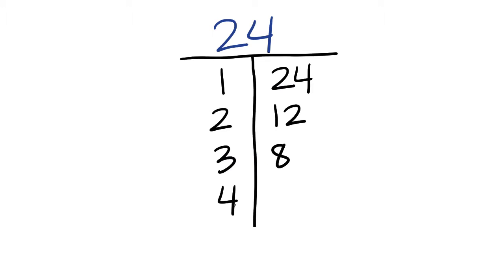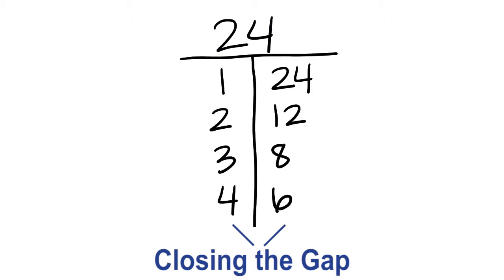How about 4? Is there a number we can times with 4 to get 24? Yes. 4 times 6 equals 24. 4 and 6 are a factor pair of 24. Now we have come to a place where the gap between the pair factors is closing in. This is how we know to stop checking numbers. The closed gap can be formed in one of three ways.